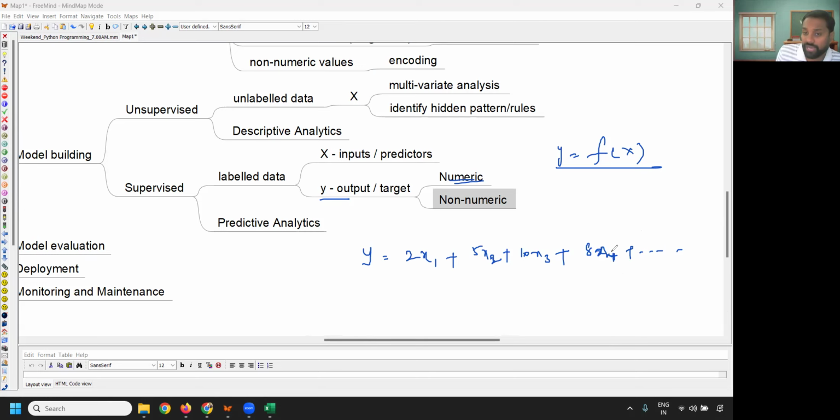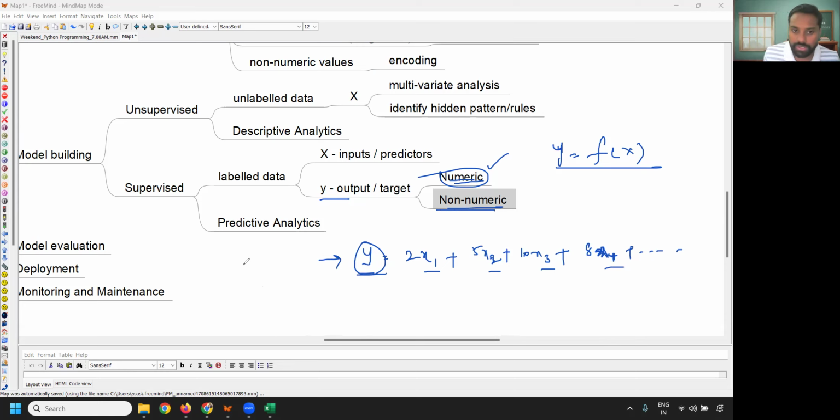And if I have everything as numeric values, then I will be able to solve this and get a result, which is again a numeric value, right? So I'll be able to use statistical methods here. So mathematical equations can be very easily applied. But if my output is non-numeric, then can I use this mathematical equation directly?